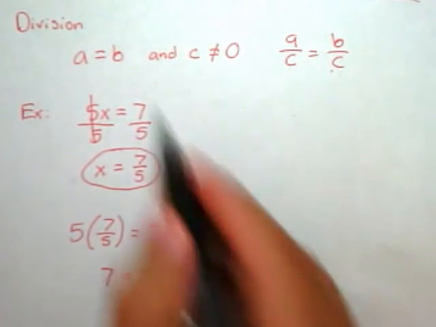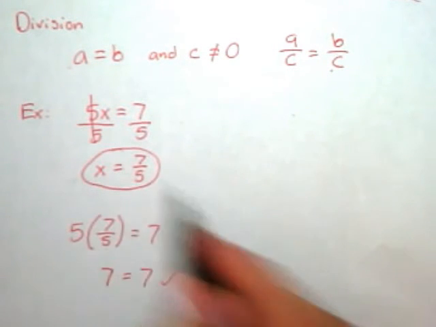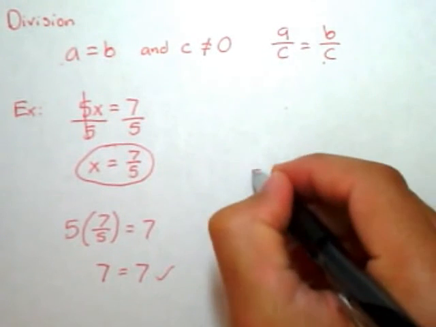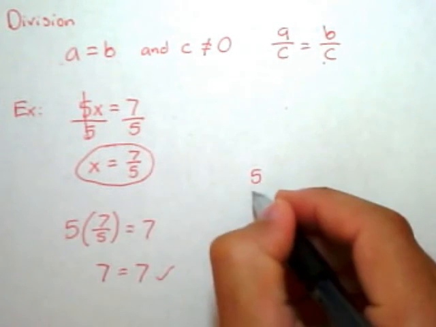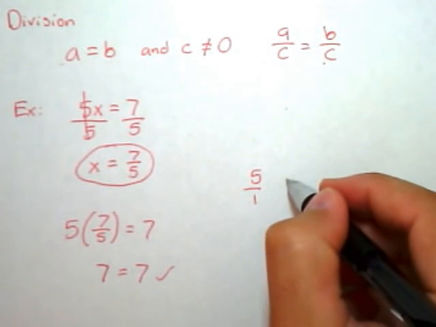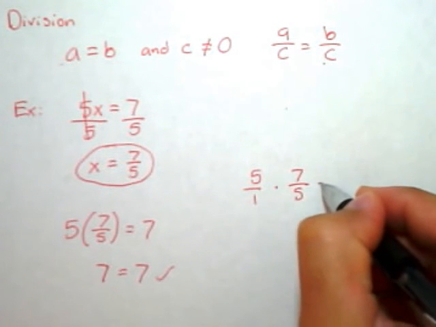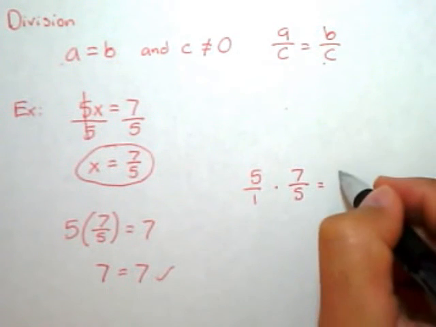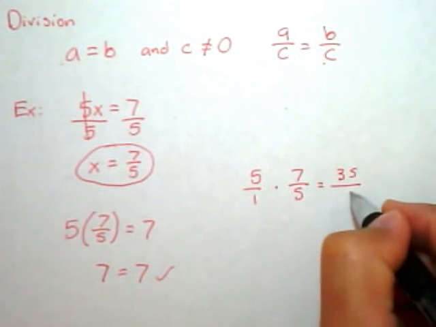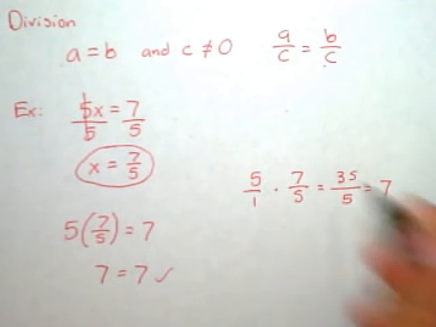We know that 7 equals 7, which gets back to A equals B, so it checks off. x equals 7 over 5 is right. To find this out without a calculator, you would say 5 is actually 5 over 1, which is how it's written as a fraction, times 7 over 5. You can do it two different ways here. You can multiply straight across on the top, which is 35, and straight across on the bottom, which gives you 5, which equals 7. That's one way of doing it.